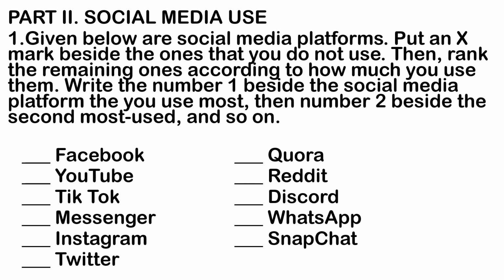Part 2 of the questionnaire measures the first construct, which is social media use. Given below are social media platforms. Put an X mark beside the ones that you do not use. Then rank the remaining ones according to how much you use them.